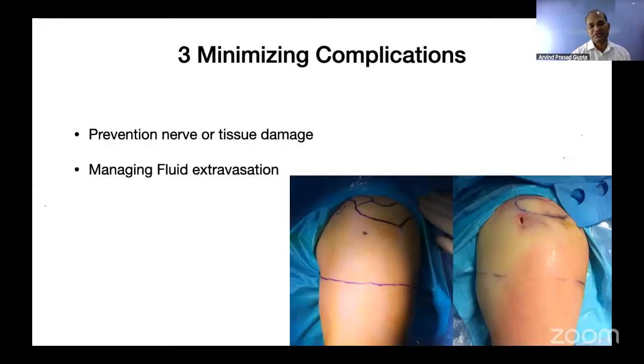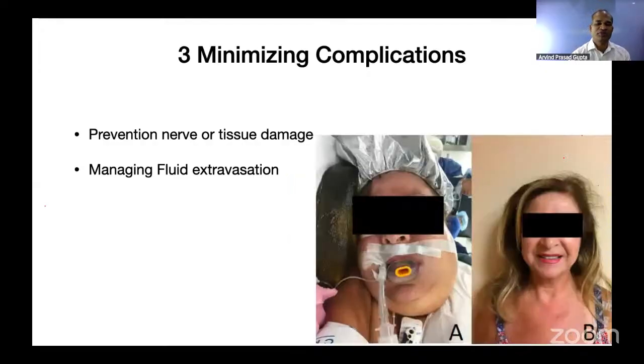So this is the shoulder joint. You can see how much swelling it gets, and this I got from the literature. You can see a lot of swelling in the neck and face, and this patient was kept on a ventilator for a very long time because of only the fluid extravasation.